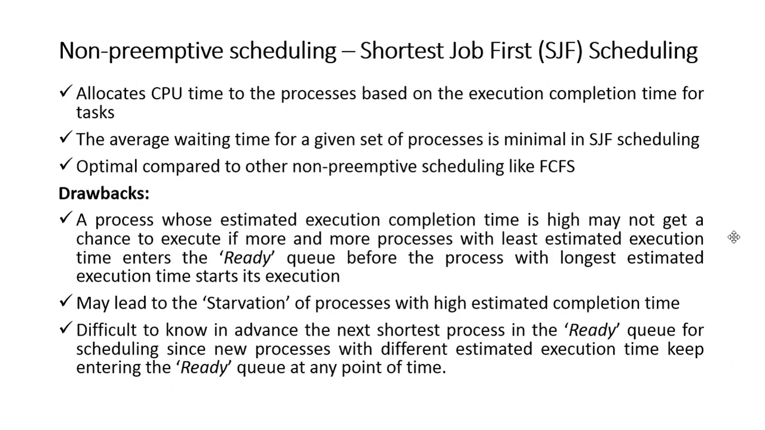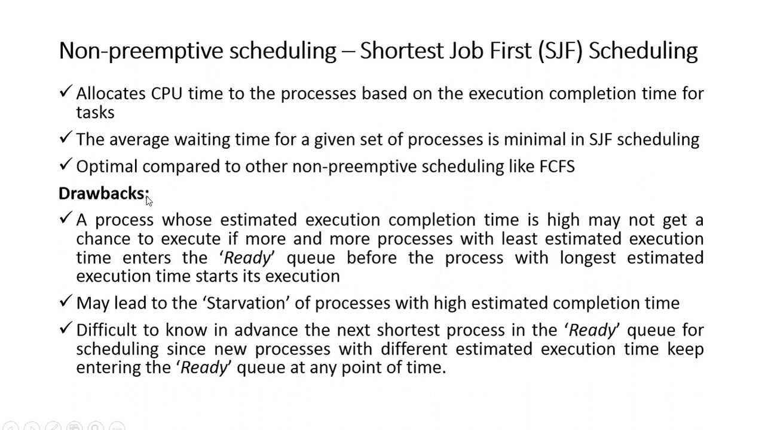Today we will discuss the fourth type of non-preemptive scheduling, that is shortest job first. Shortest job first scheduling allocates CPU time to the processes based on the execution completion time for the task. The average waiting time for a given set of processes is minimal in shortest job first scheduling. It is optimal compared to other non-preemptive scheduling like first come, first serve.